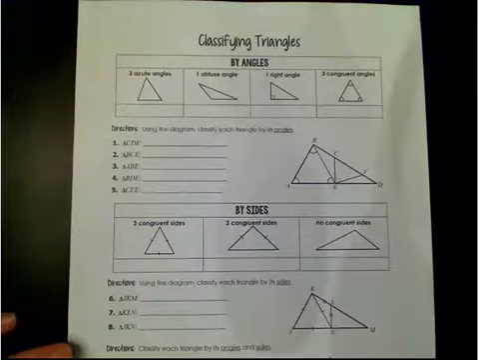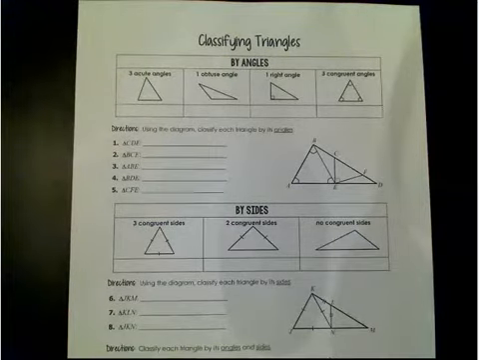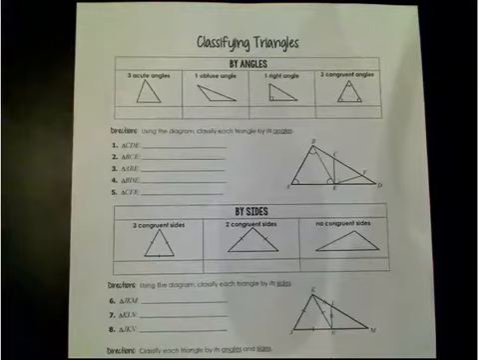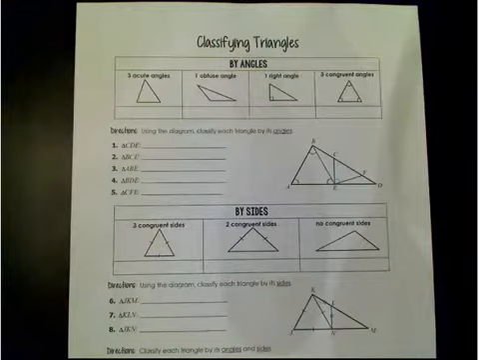Today we're going to talk about classifying triangles. So we can either classify triangles by angles or by sides. If we classify triangles by angles, we're going to look at whether or not it has an obtuse or a right angle, and then we'll look at if the angles are congruent or not.